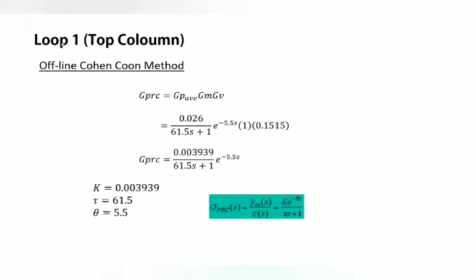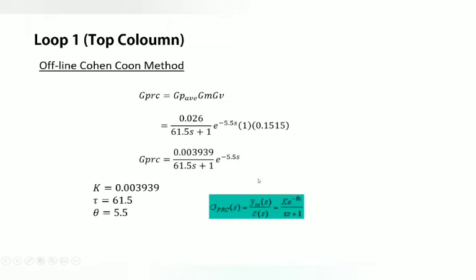So moving on to loop 1, which is the top column, by using the tuning method of offline Cohen-Coon method. First, we have to calculate the GPRC, which is equal to GP and average GMGV. The values of this GP, GM, and GV can be obtained from the previous slide discussed by Xin Yi. So after substituting the values into this equation, we obtain this, multiply everything, and we will obtain this. So GPRC can also be represented by this formula as well.